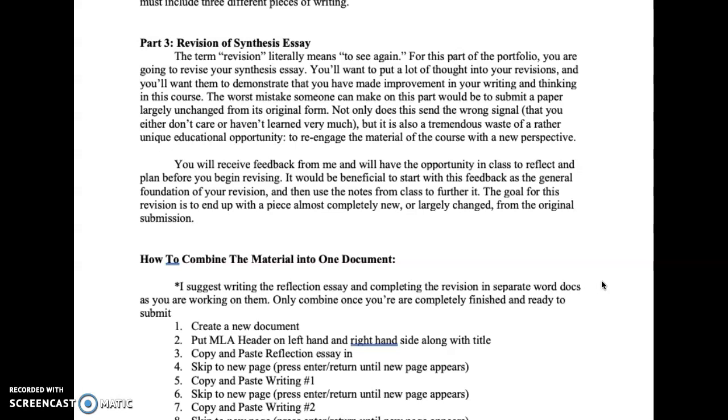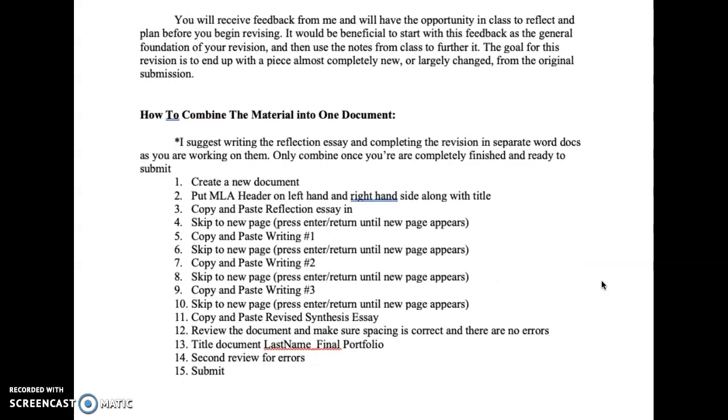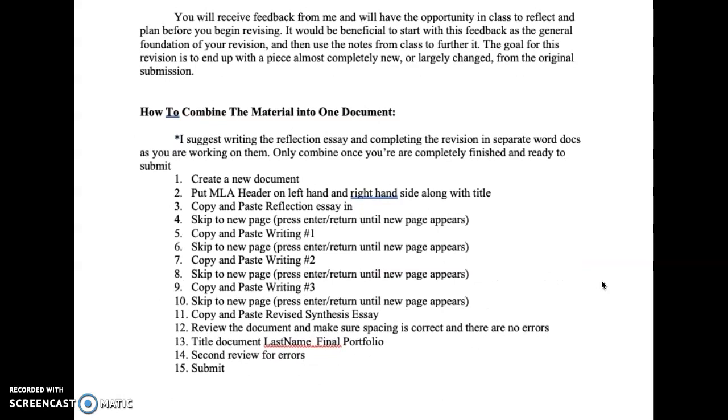All of that is what I'm talking about when I say revision. I'm not simply talking about editing and proofreading. That comes much later. We're still making big changes to the essay at this point. Now, sometimes it can be a little bit difficult knowing how to combine the material into one document. So here's a little 15-step process if you want to go by it. If you already know how to do that, that's fine.